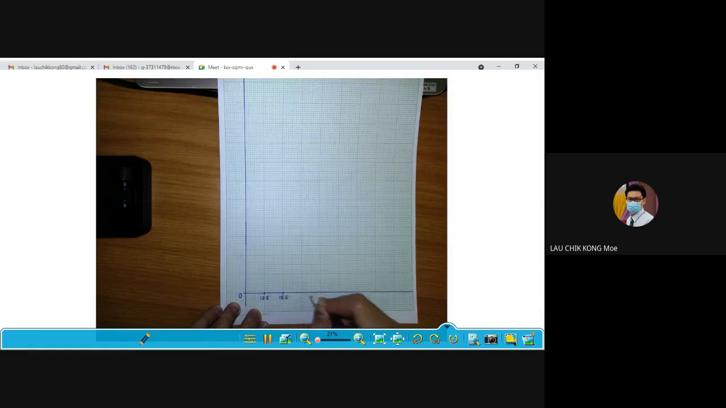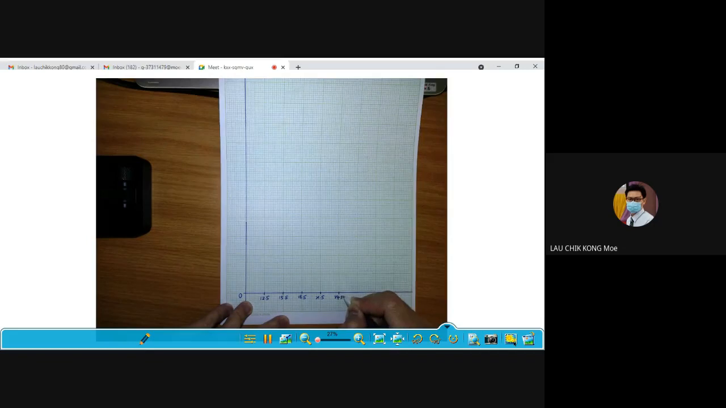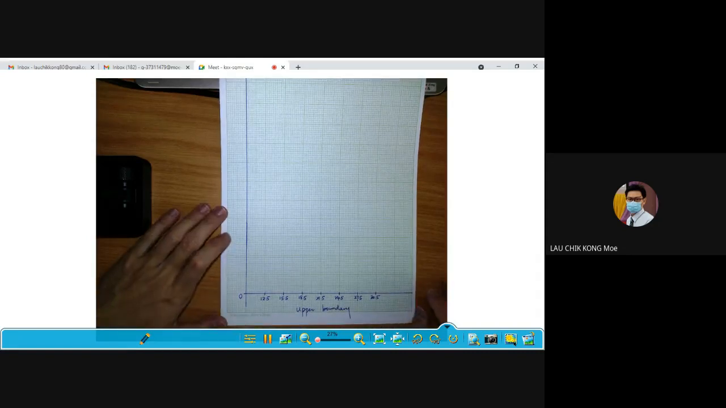15.5, 18.5, 21.5, 24.5. Gloria, are you okay? Is it your line problems? Yes. Oh, okay. 27.5 and 30.5. Okay, this is your upper boundary. After the upper boundary, you try to state the y-axis is cumulative frequency.